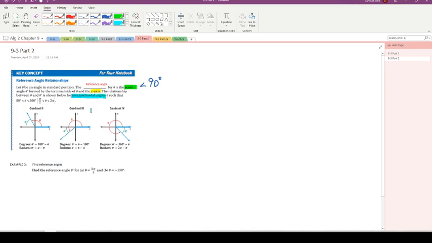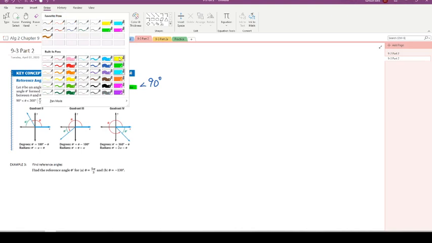Non-quadrantal angles. That means it's not 0, pi over 2, pi, 3 pi over 2, or 2 pi, such that theta has to be between 90 and 360 in degrees and between pi over 2 and 2 pi if it's in radians. Okay? So let's also highlight some things that you're going to need to know.